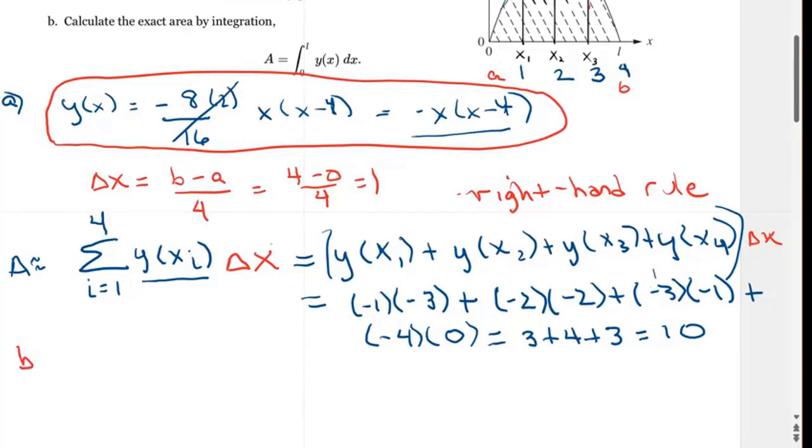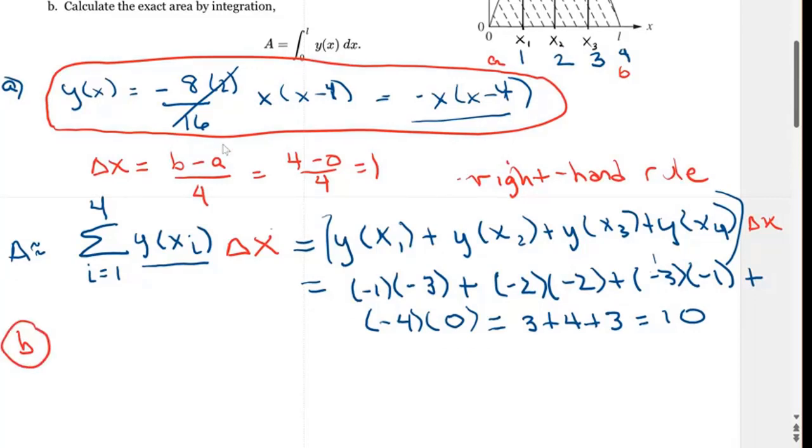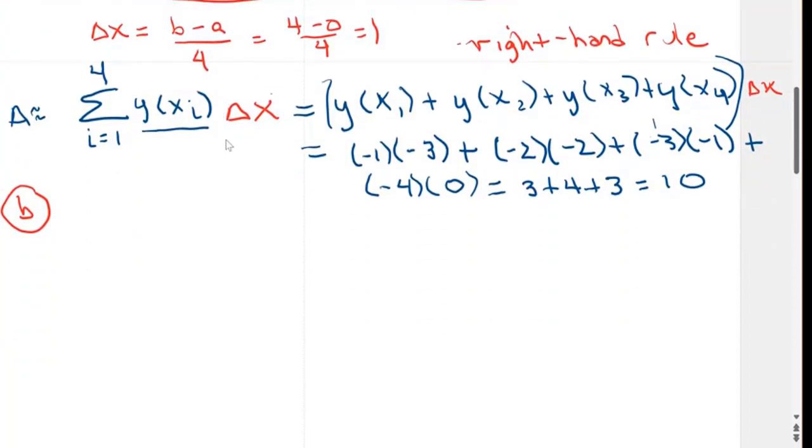Now, just so I can show you, I'm going to do this again. I'm going to use, let's do the midpoint. I'm just going to do the exact same graph. I'm going to draw it down here so we can still see it again.